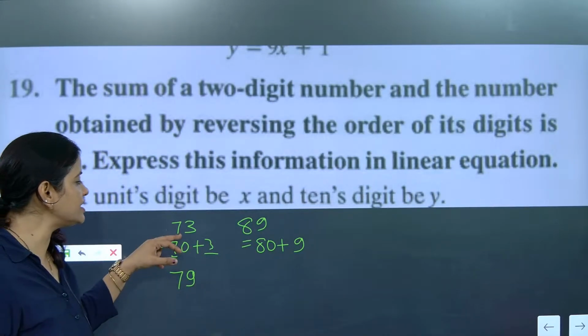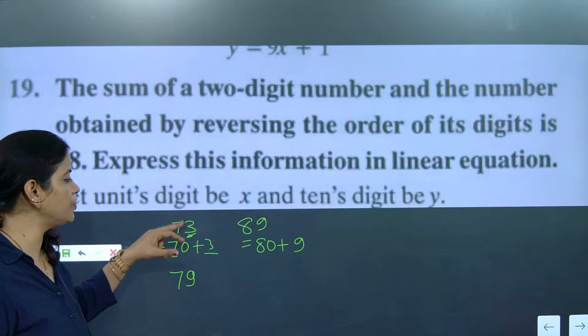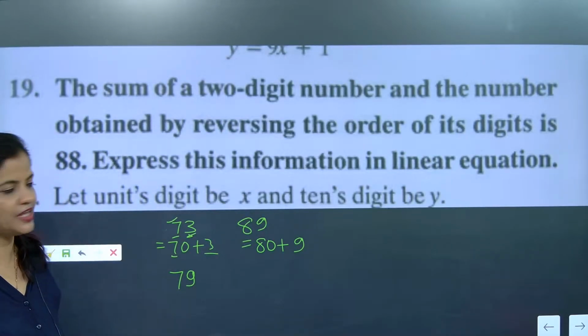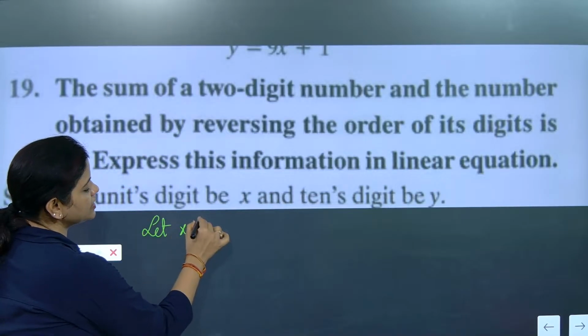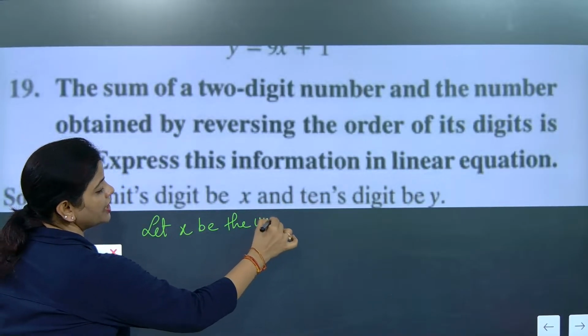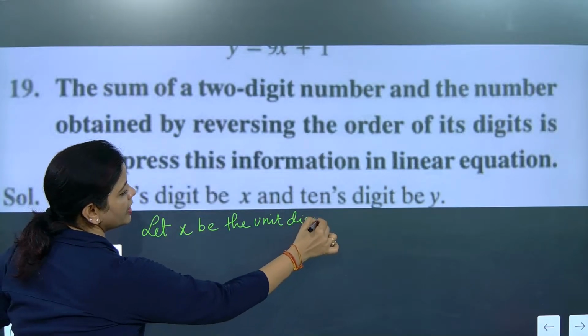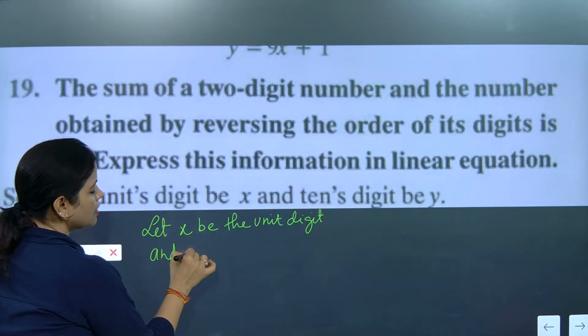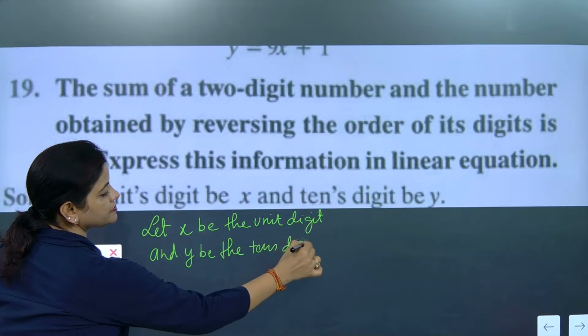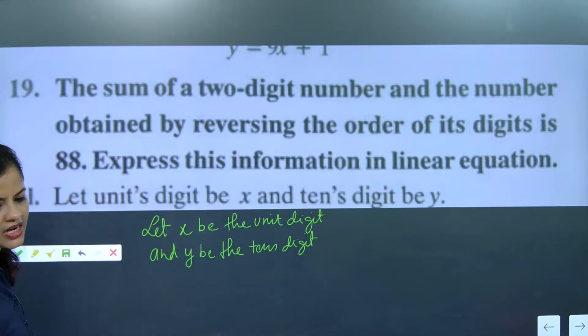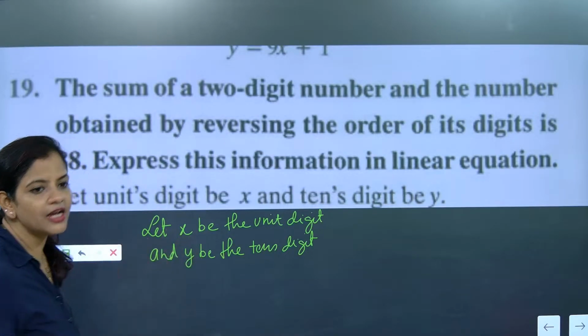So that means one digit is in the unit place, one digit is in the tens place. So let x be the unit digit and y be the tens digit. Very good. 88 is the sum of the two numbers. First understand this. So how to write the number?